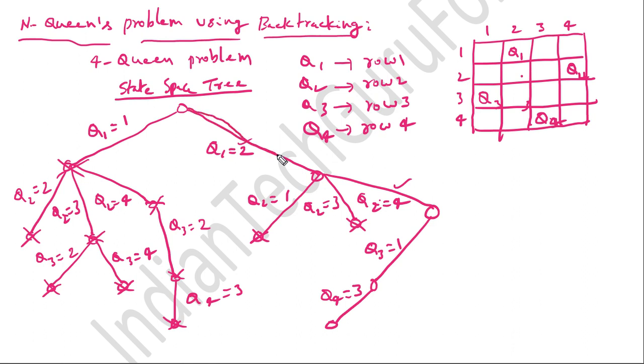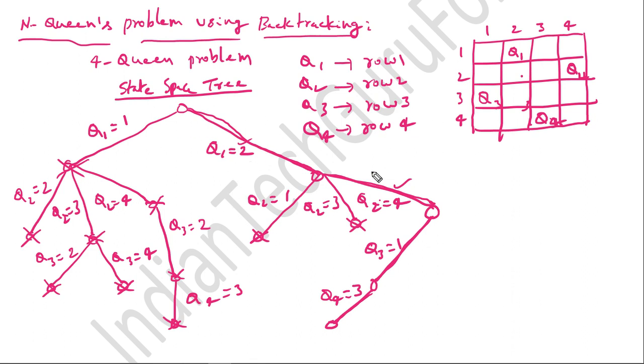So Q1 is equal to 2, that is, place Q1 in the second location, Q2 equal to 4, that is, place Q2 in the fourth location, Q3 is equal to 1, that is, place Q3 in the first location, and Q4 is equal to 3, that is, place Q4 in the third location. However, in case of backtracking, there is no rule that we are going to get only one solution. We may get more than one solution using backtracking. However, we may consider one among the several solutions.